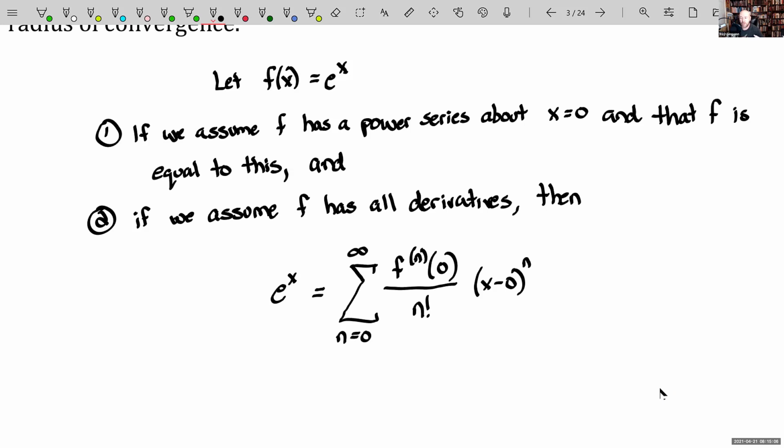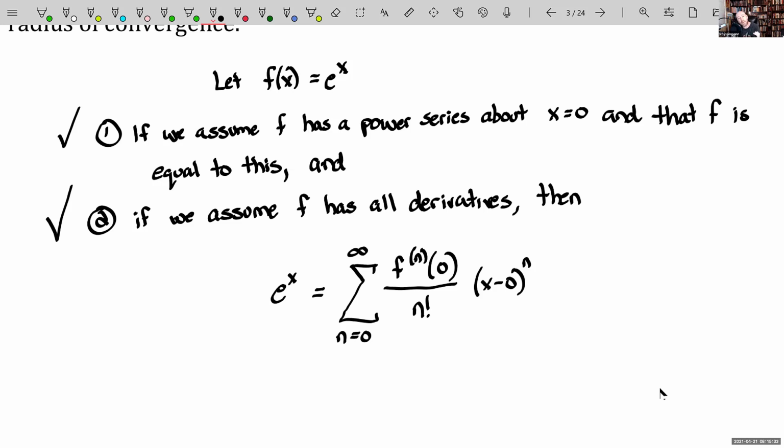And Avi's asking, good question, will we always assume this for all Taylor series? Yep, you better believe it. You can always assume that f has the power series expansion, that f is equal to it, and that f is infinitely differentiable. For our purposes, these two are always checked. So don't even bother, you don't even have to write that down.